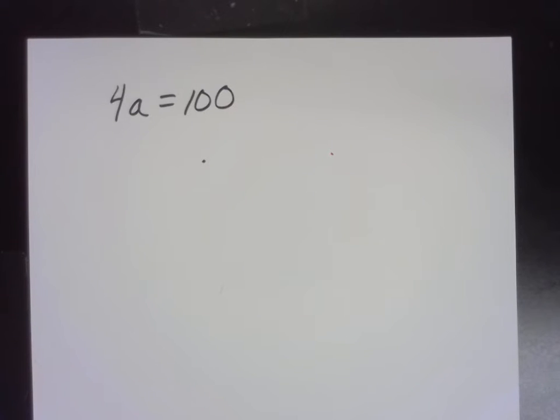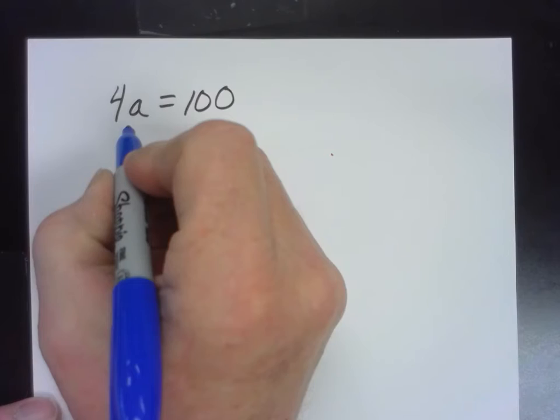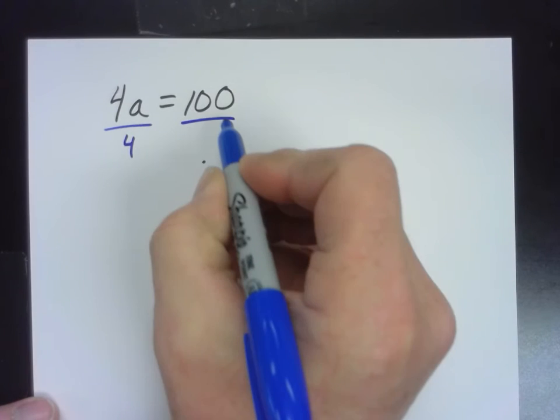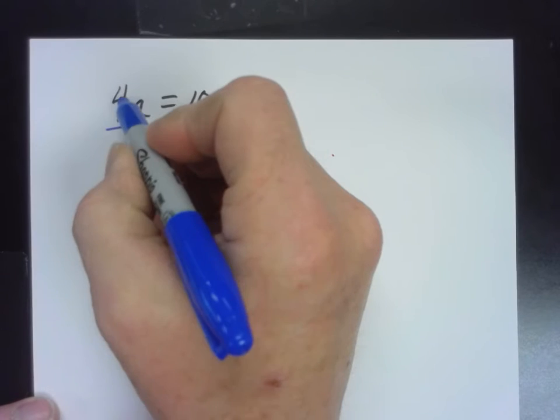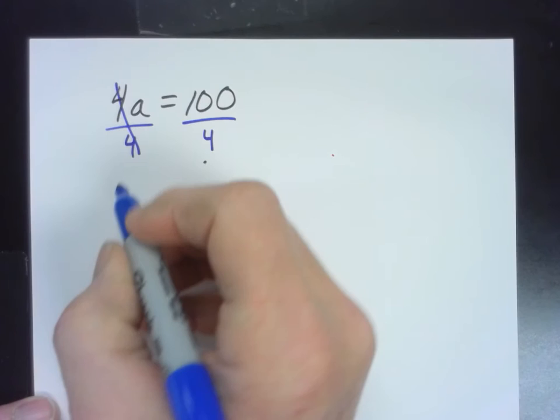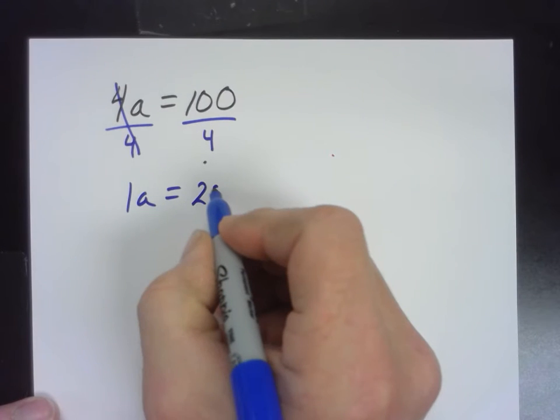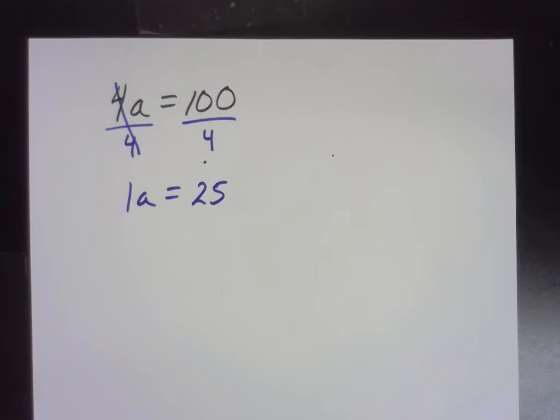Super simple, right? All we had to do is say, well, I'm going to divide this side by 4. I'm going to divide this side by 4. What happens here? 1a. Positive 1a. There you go. Equals positive 25. Does your work look like that? Yeah. Okay. It's got to look like that. How about this one?